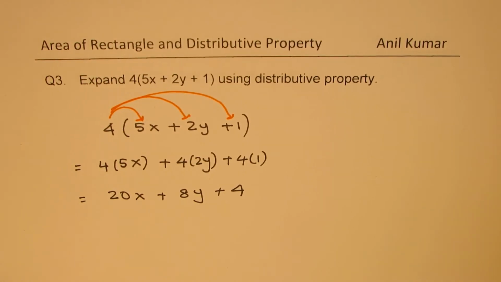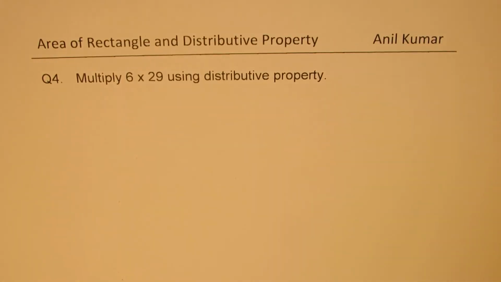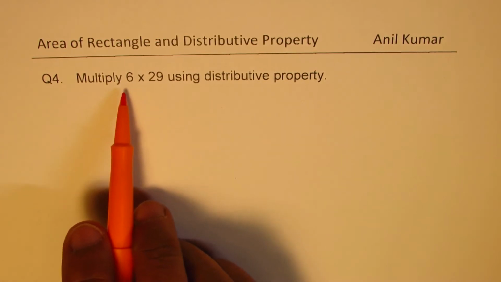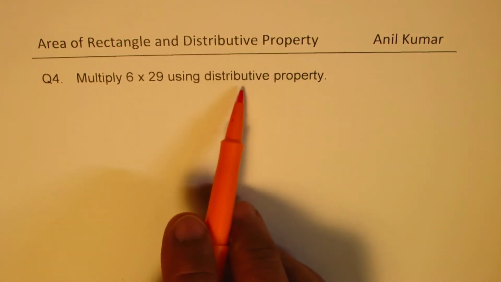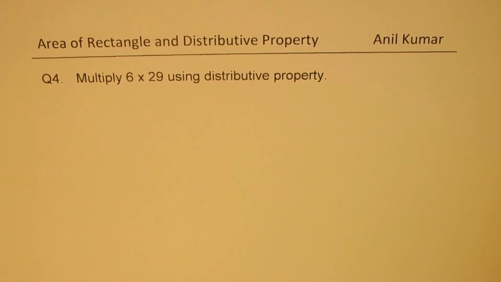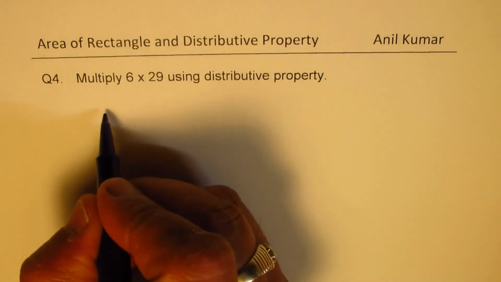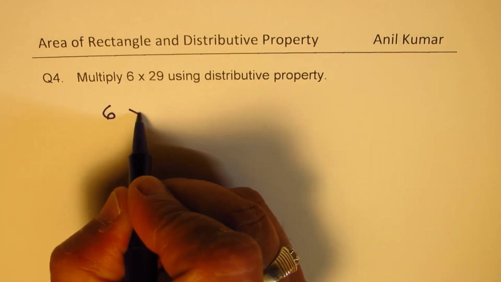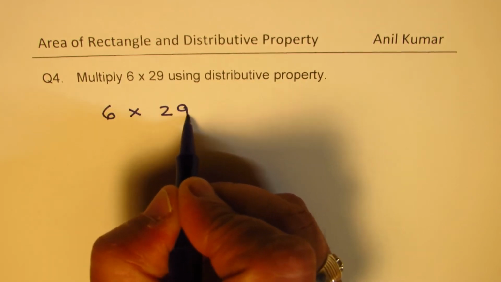So that is how this question should be done. Now let's take the fourth example. Now here is an application. We need to multiply 6 by 29 using distributive property. Now I have purposely taken this number as 29. So we are doing 6 times 29, correct?